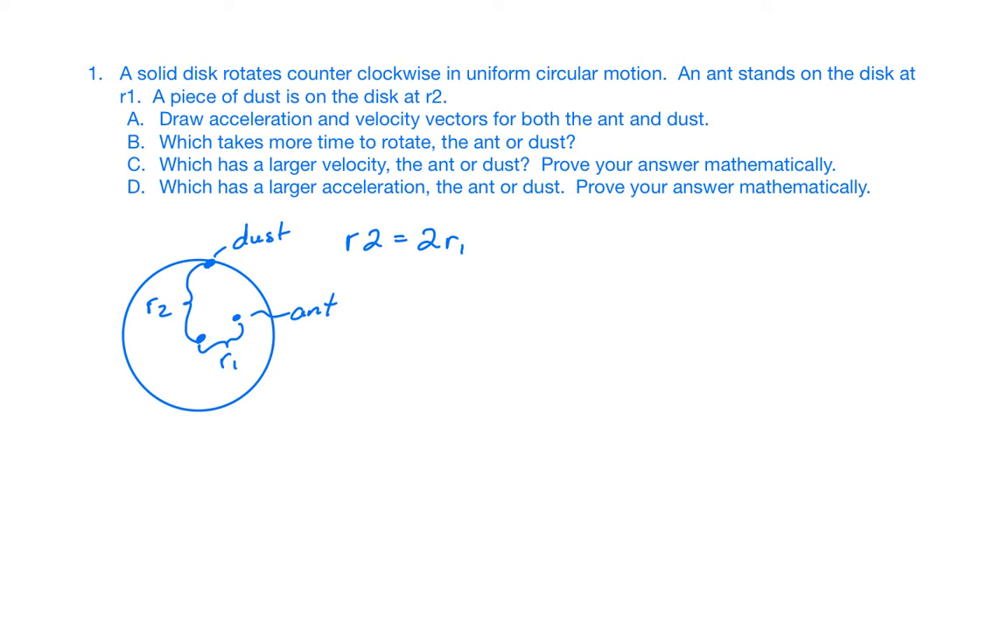I think the acceleration vector is easiest, and I'm not going to worry at this point about the size. We know anytime we have an object moving in uniform circular motion that's rotating, our acceleration is going to be towards the center of the circle. So for the ant, the acceleration is going to look like this, and make sure you label each of your vectors. And for the dust, the acceleration is going to look like that. Okay, I know it gets a little messy to label things, but in Notability you can zoom in a little bit.